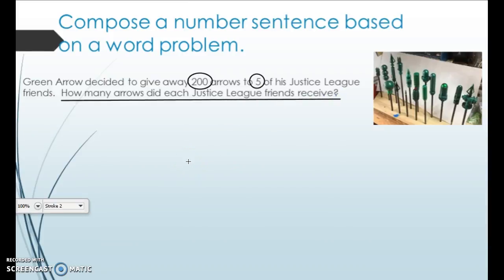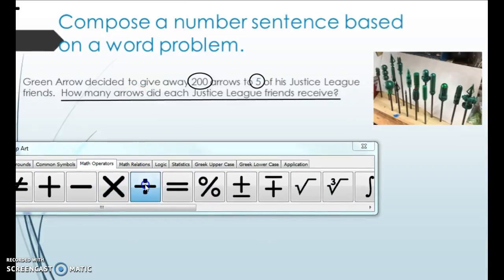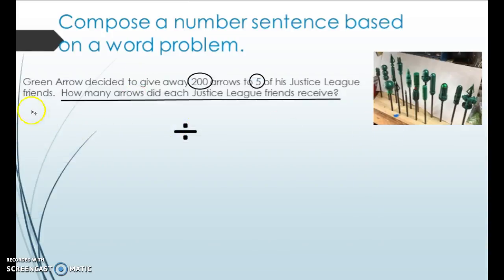So what operation are we going to use to solve this problem? We are going to use division. And the reason why is because, again, how many arrows did each Justice League friend receive? We're looking at how many arrows each. So each individual friend is going to be receiving part of 200 arrows. So it's going to be divided, 200 arrows is going to be divided among 5 friends.